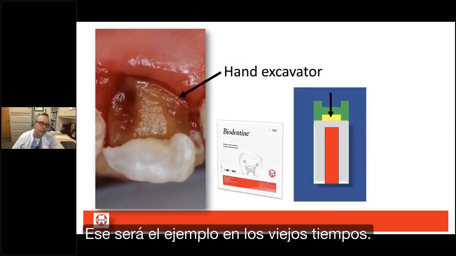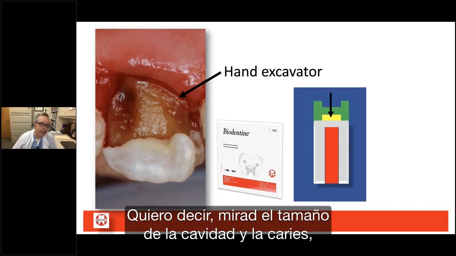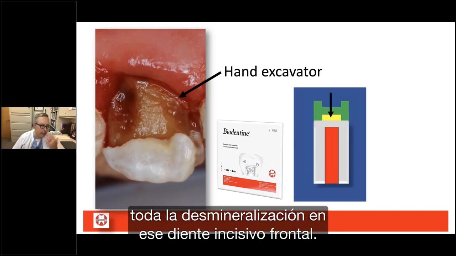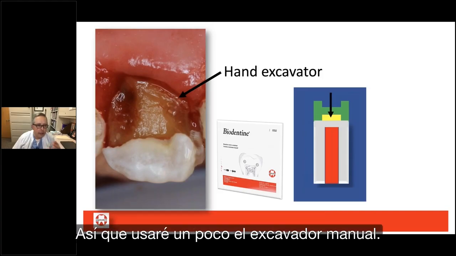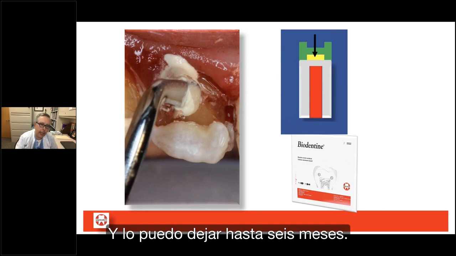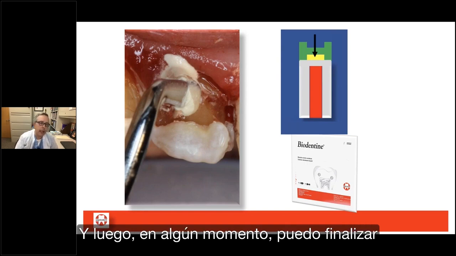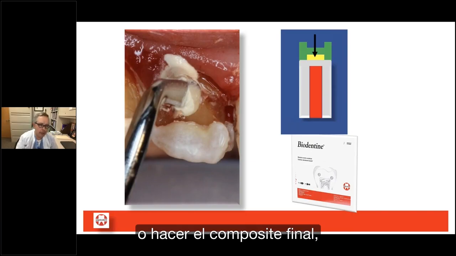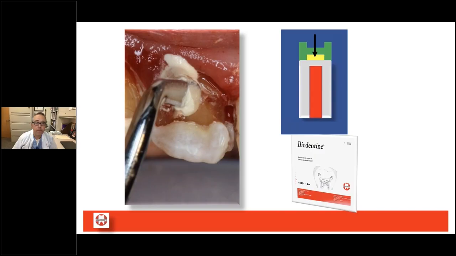In the old days, you have that big, look at the size of the cavity and the decay, all the demineralization in that front incisor tooth. So I will use a little bit of the hand excavator, and then I will place Biodentine, and I will leave it. I can leave it up to 6 months, and then at some point I can do the final composite, but I don't need to remove the Biodentine. My Biodentine now is my dentin.